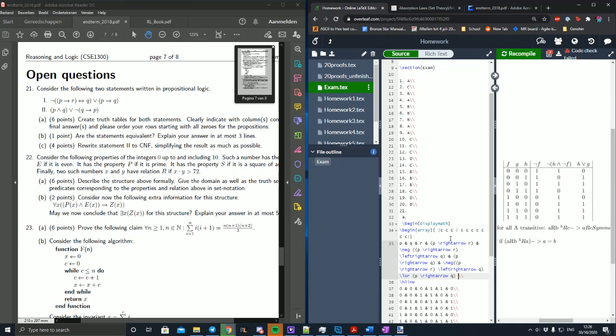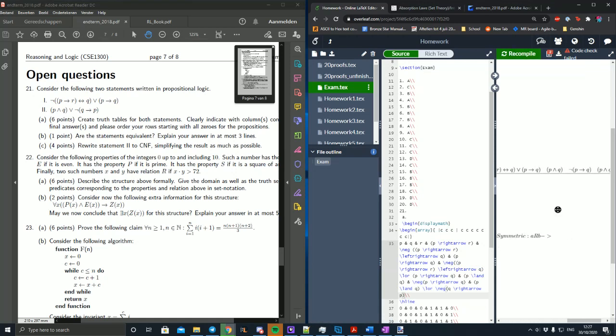So that's for the first one. Then we add P and Q. Then we add negation of P right arrow Q. And then we add P and Q or the negation of P Q right arrow P. Fun stuff. Recompile.